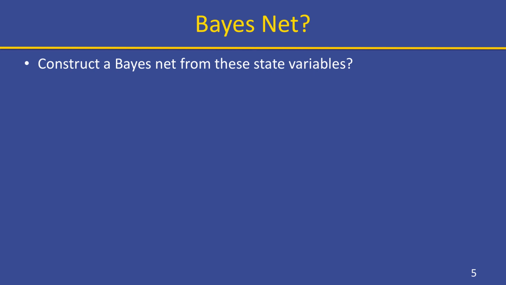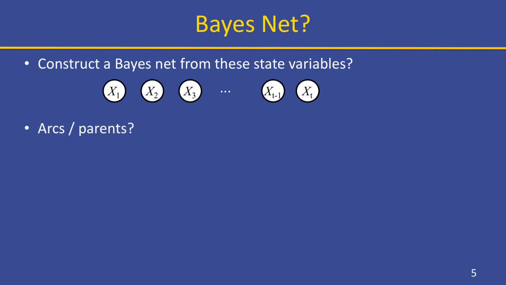We've learned that BayesNets are great at representing probabilistic models. So how do we construct a BayesNet here? The first thing to do is to create a node for each state random variable. This is the easy part. The trickier part is where do we put the arcs? Do we need an arc from x1 to x2? An arc from x1 to x3? An arc from x1 to xt? We could end up with a very complex BayesNet if we do that.